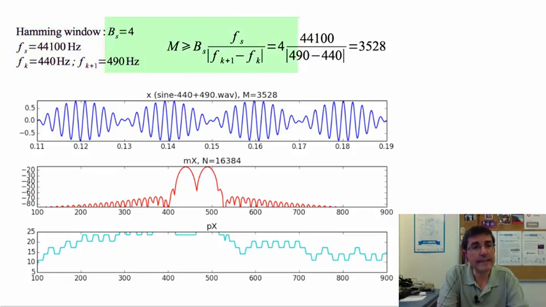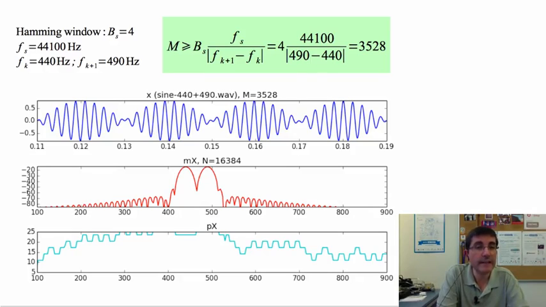So we can calculate capital M that allows us to distinguish these two frequencies. So capital M will have to be bigger or equal than B sub s, 4, multiplied by sampling rate, 44,100, and divided by the absolute value of this difference, which is going to be this 50 Hertz. And that M will be 3,528 samples.